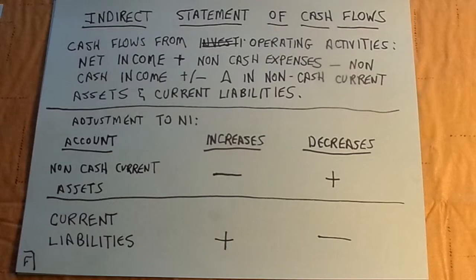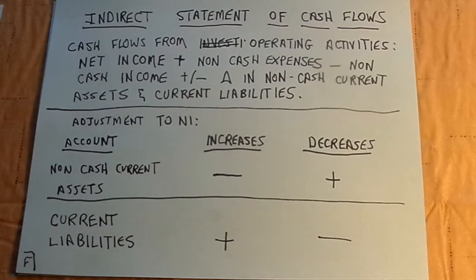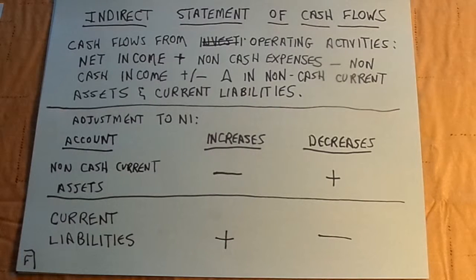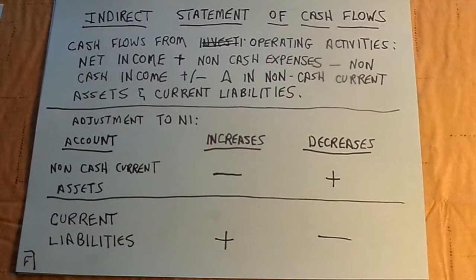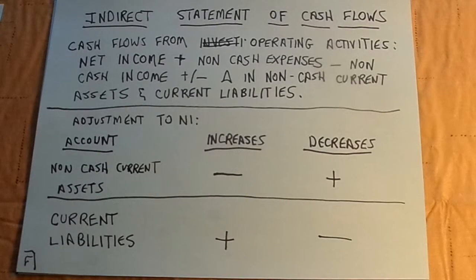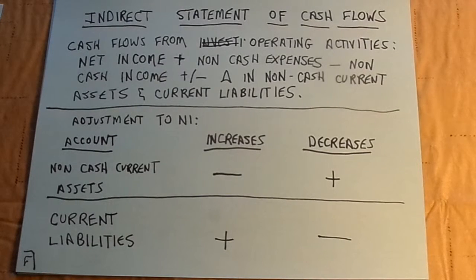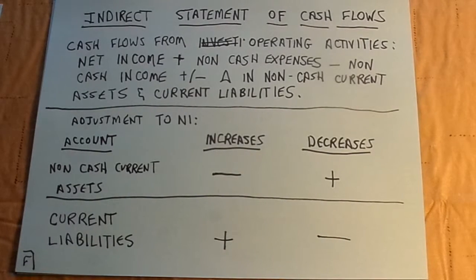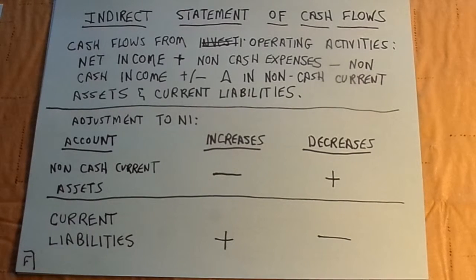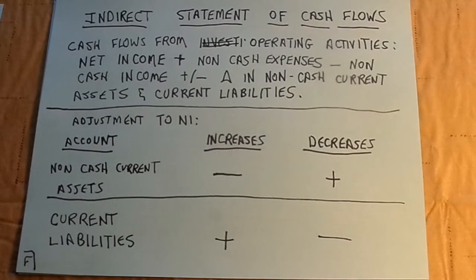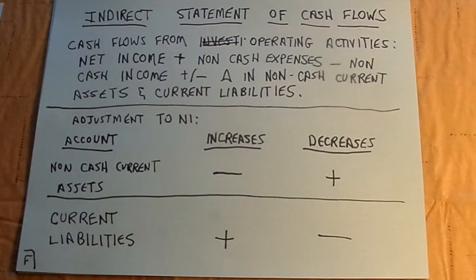Cash flows from operating activities are all the normal things that the business does on a daily basis. It's regular operation. So on an indirect statement of cash flow, this section is reconciled, you might say. It's not deliberately counted. So we start with net income, which we assume is all operating activities. And then we add non-cash expenses like dividends. We subtract non-cash income, like gains. And we add or subtract non-cash current assets and all current liabilities.